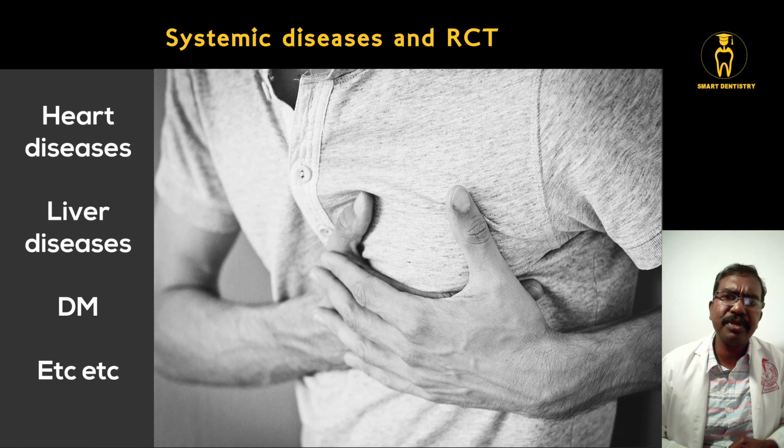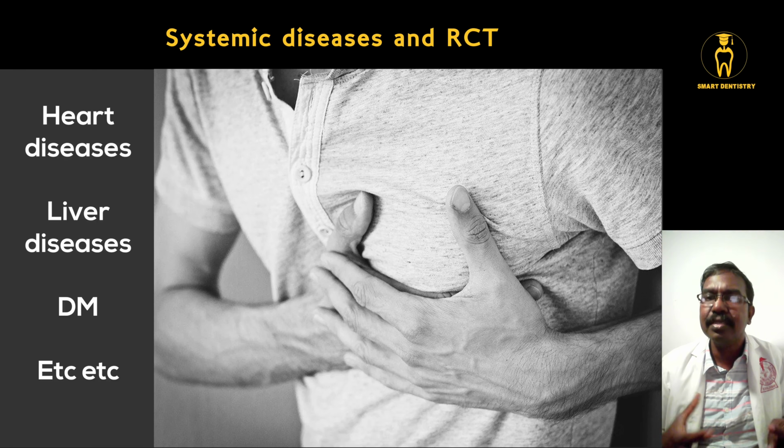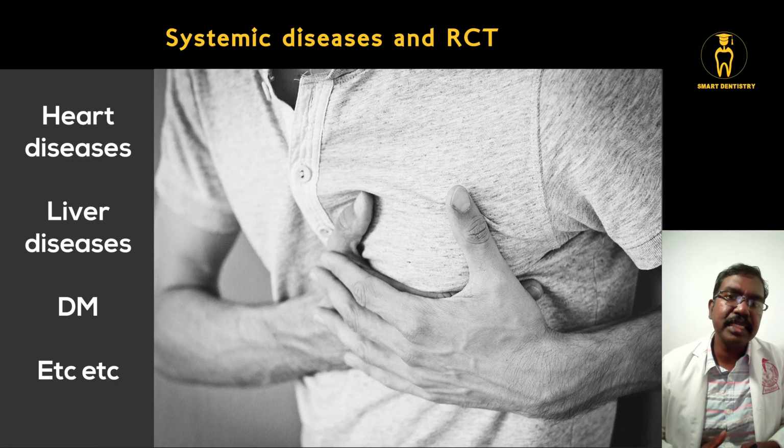But always make sure that while giving an inferior alveolar nerve block or any block, you aspirate in 2 or 3 angulations. Make sure that your anesthetic solution does not get inside any blood vessels. Otherwise, it is fine to do root canal treatment in patients with most systemic diseases.